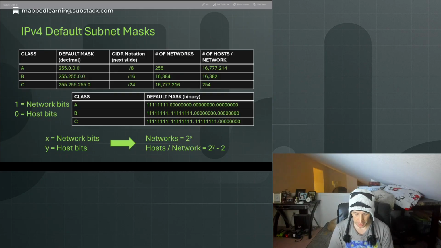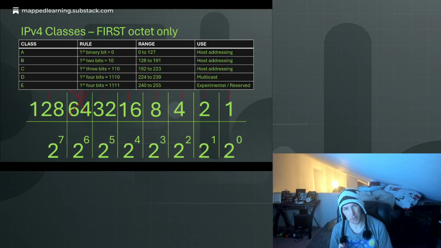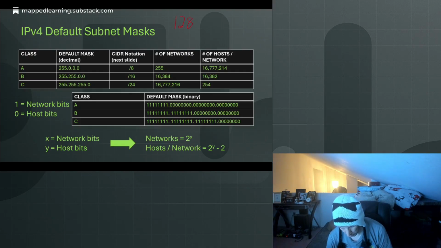Class B, if you remember the rule, the first binary bit is a 1 and the second binary bit is a 0. We have anywhere between, now I forget, 128 to 191. Thank you, slide, for remembering math for me. So I am just going to pick a random number. We'll make it easy, 128. 128 dot whatever dot whatever. And remember, this is just mathematically an example.